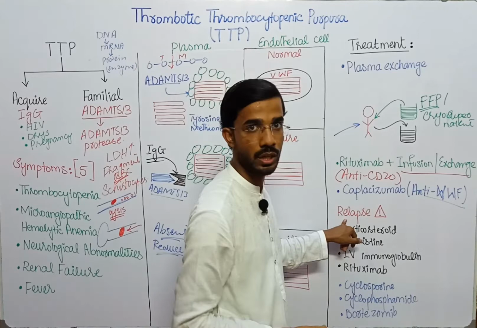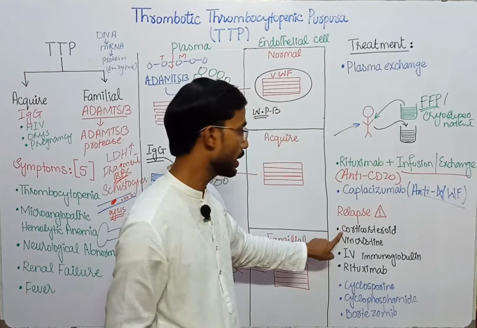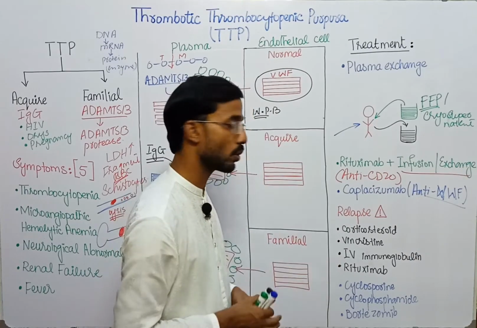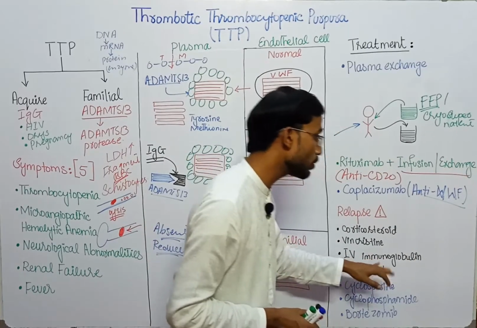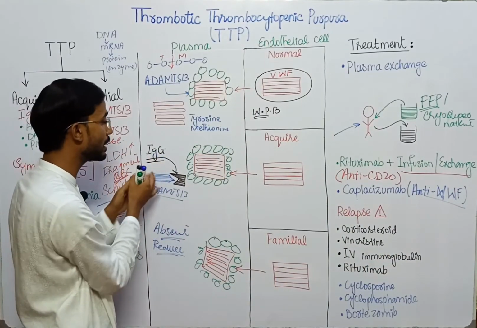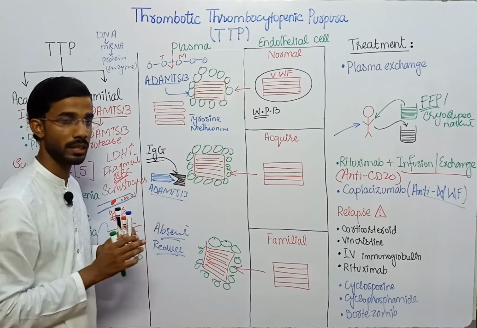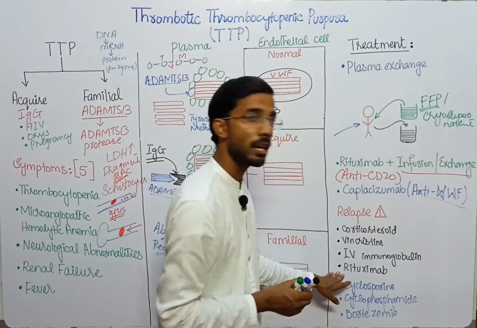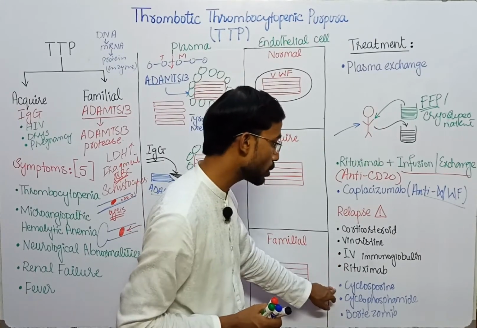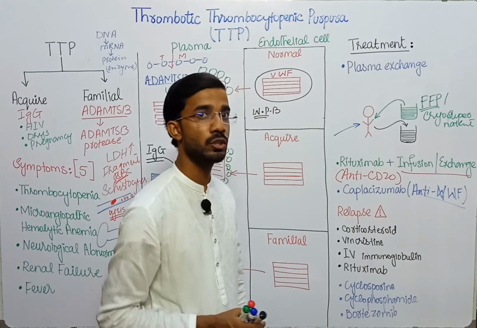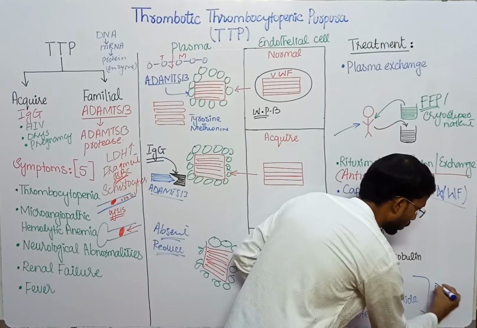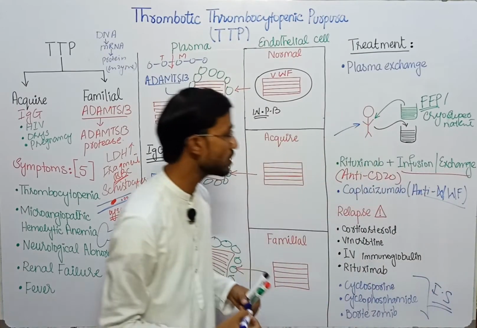In a relapse situation, we give the corticosteroid, Vincristine, intravenous immunoglobulin, and Rituximab. Intravenous immunoglobulin binds these antibodies and prevents the blockage of the ADAMTS13 enzyme, along with the immunosuppressant. What immunosuppressant? Cyclosporin, cyclophosphamide, bortezomib. So these are basically the immunosuppressants. So these are the treatments of TTP.